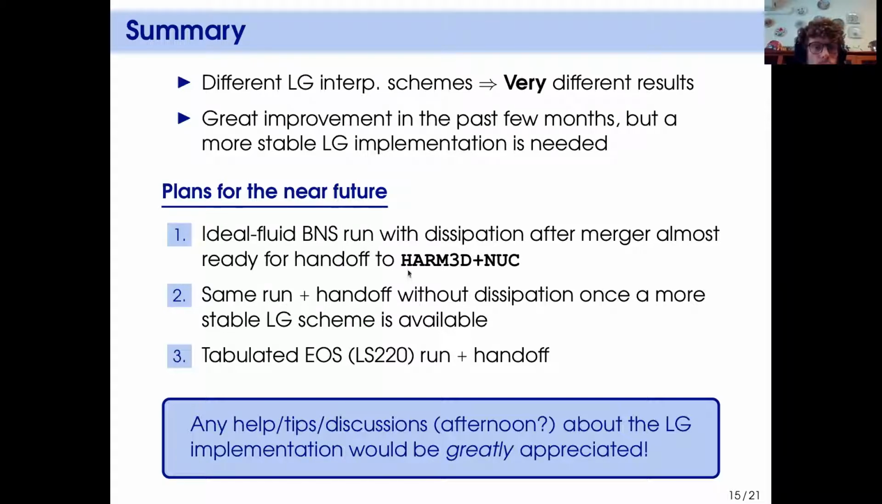And the plans for the near future are these ones. So the ideal fluid BNS run with dissipation after merger is basically ready for handoff to HARM3D plus NUC. Then we want to do the same run plus handoff without dissipation once a more stable Lorentz gauge scheme is available. And then we also want to run a tabulated equation of state simulation. To conclude, any help, tips, discussions, maybe for the afternoon, about the Lorentz gauge implementation would be greatly appreciated. And thank you for the attention.